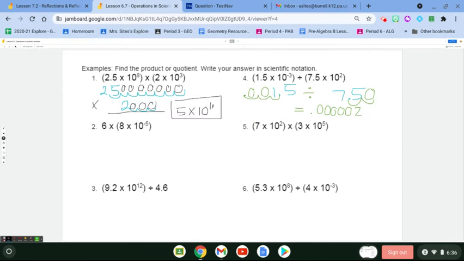Okay, and then my last step is I want to put that in scientific notation. So I would want to make sure you have that factor that's between 1 and 10. So that means you have to slide the decimal point behind the 2. So it would be 2 times 10 to the negative, let's see, 1, 2, 3, 4, 5, 6. So there's your answer, 2 times 10 to the negative 6.